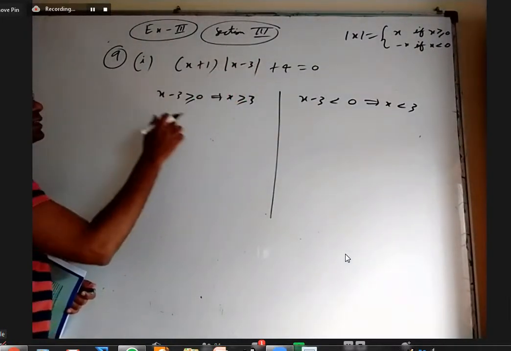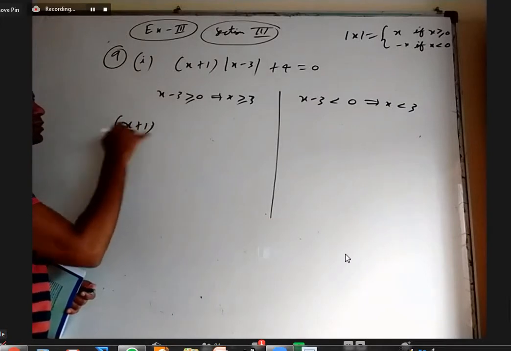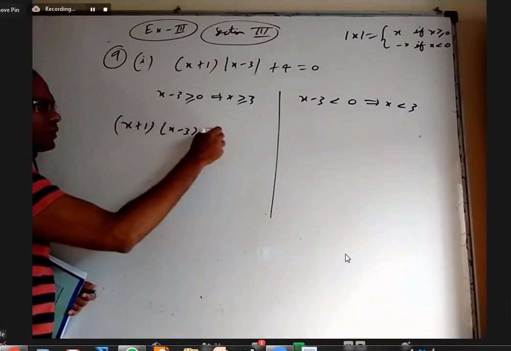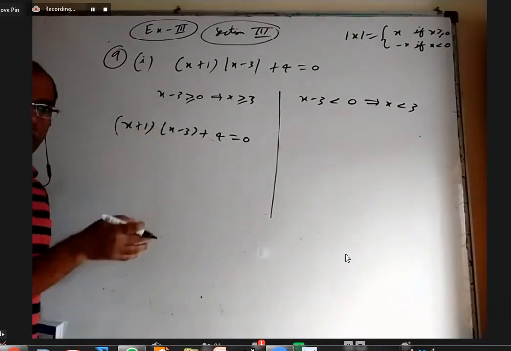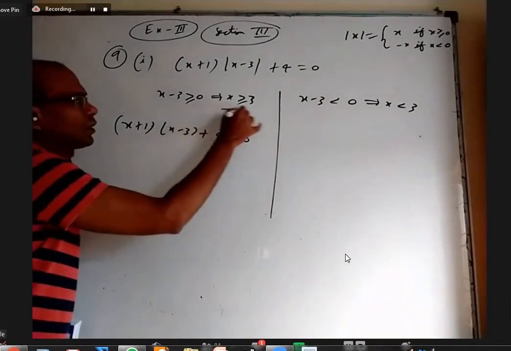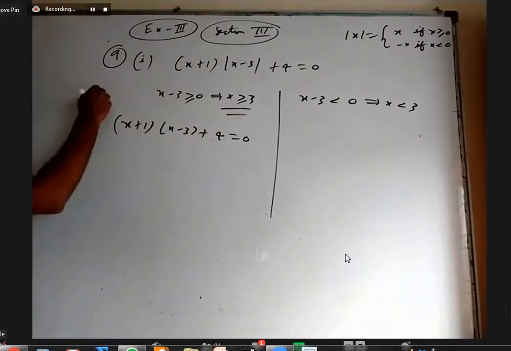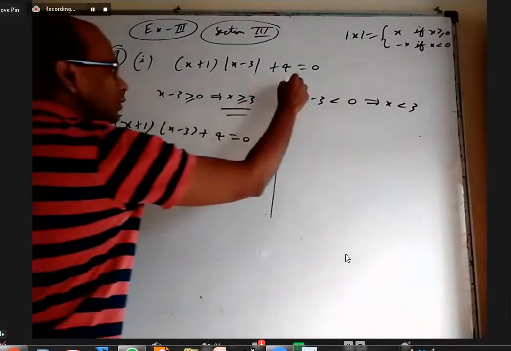When x is more than 3, x minus 3 is positive. When I remove the mod as it is, x minus 3 will come. So I'll get x plus 1 into x minus 3 plus 4 equal to 0. So this quadratic equation will give some x values, but all are not okay. You have to see whether they belong to this case or not. So this is case 1 and this is case 2.